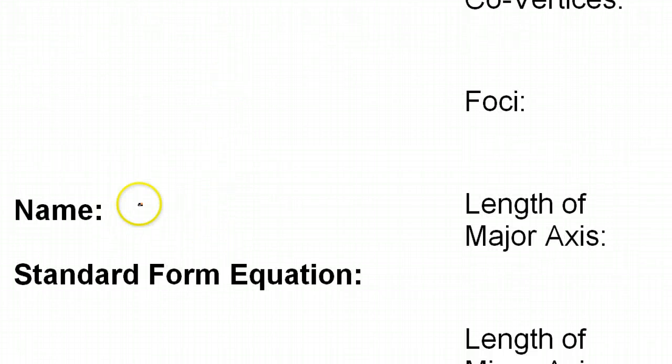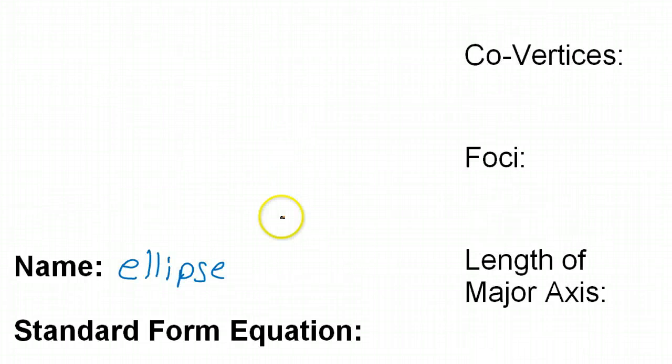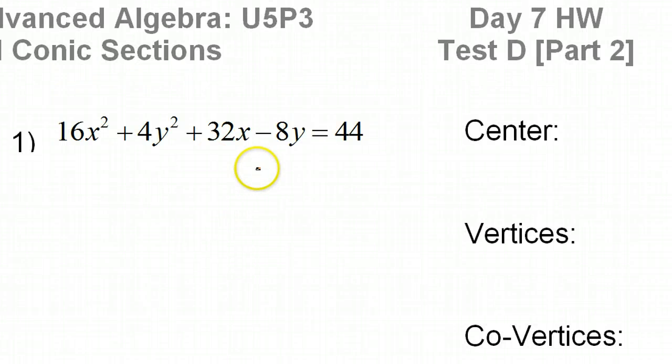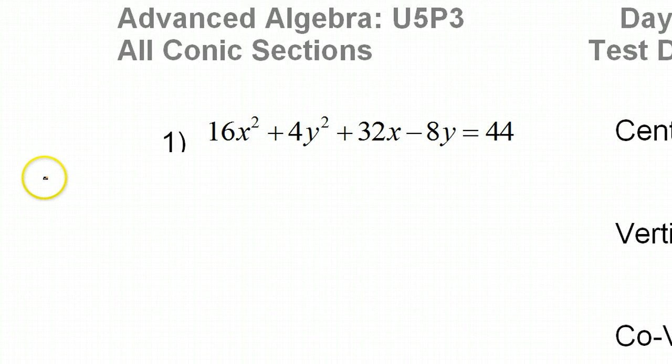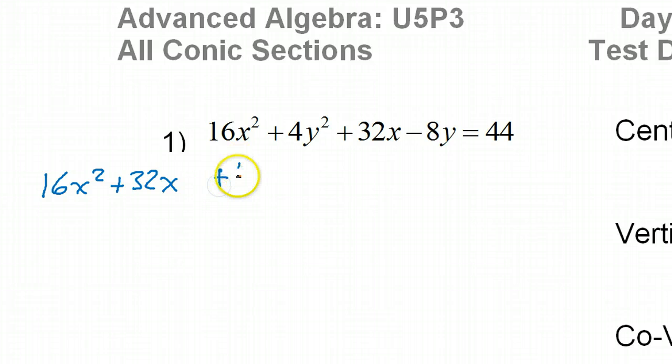Okay, so that's what we write down under name. This is an ellipse. So anyway, we have two squared items, so we're going to have to complete the square twice. So let's group together our square terms. So 16x squared plus 32x, and then plus 4y squared minus 8y equals 44.